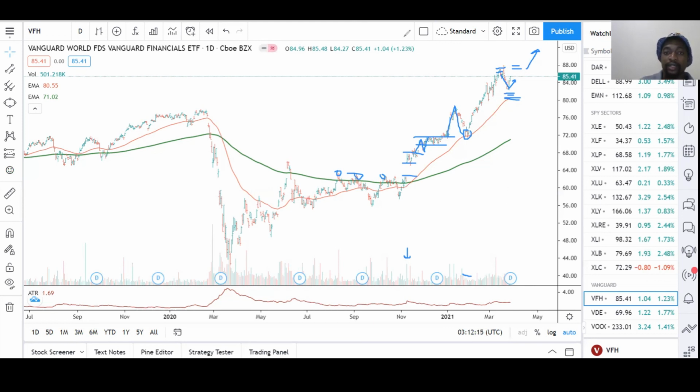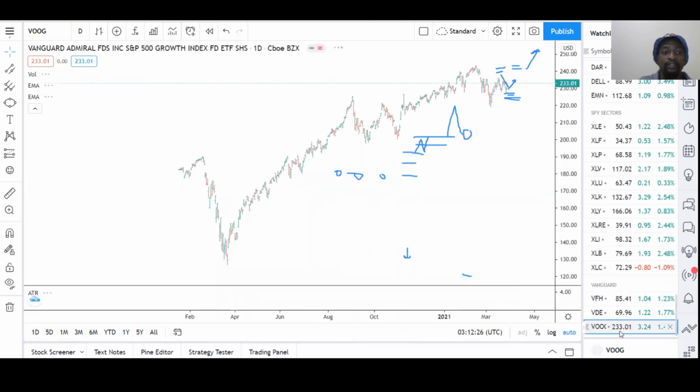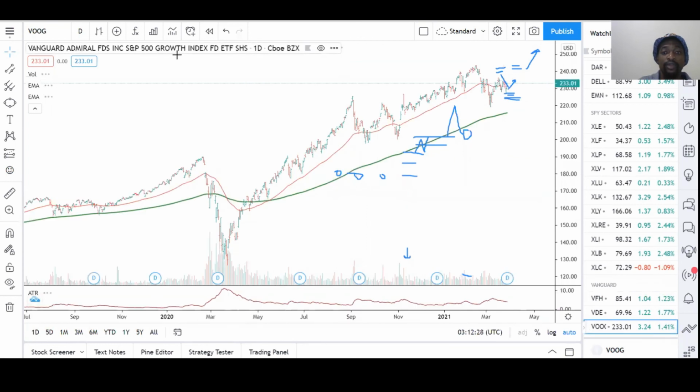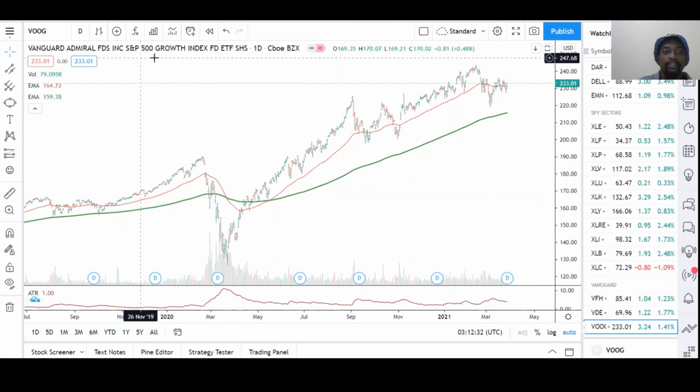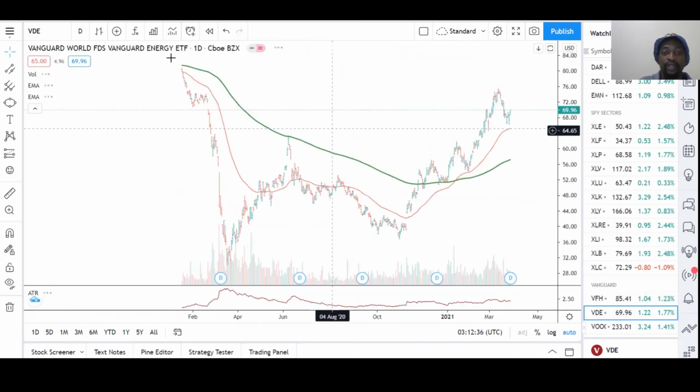So that's it. These are the three ETFs that I wanted to share with you that I have in my US dollar Easy Equities account. The first one is the Vanguard S&P 500 Growth Index ETF. And then I'm bullish on the energy ETF.